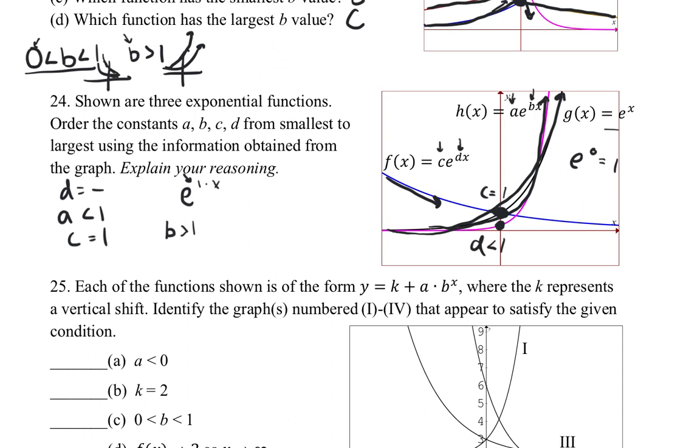So I can rank these. Since d is negative, it's going to be first. A is less than 1, so it's going to be next. C is equal to 1, so it's going to be next. And then B is greater than 1. So we know that that is the order from smallest to largest.